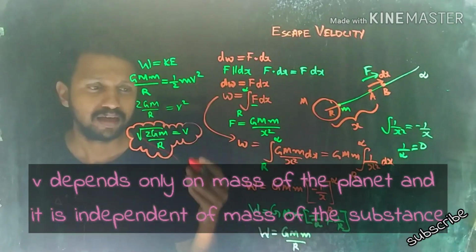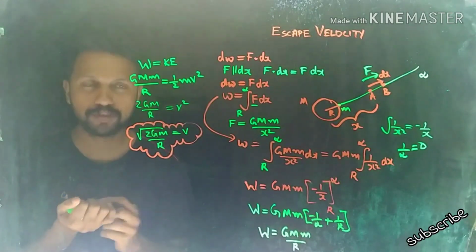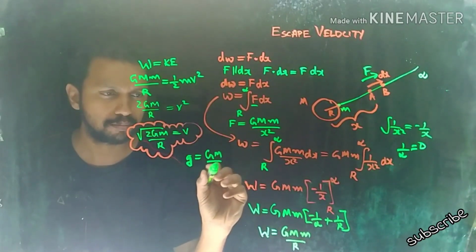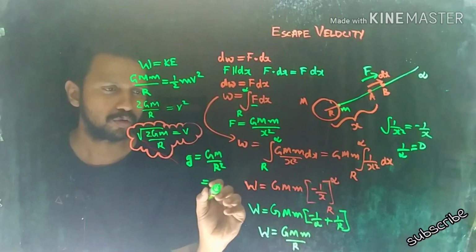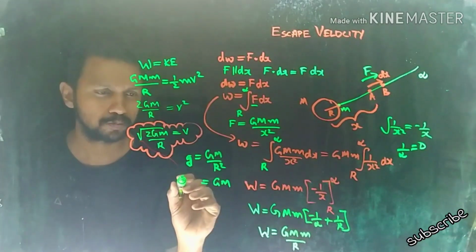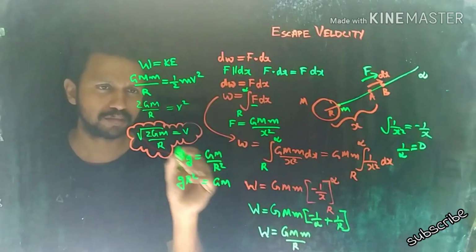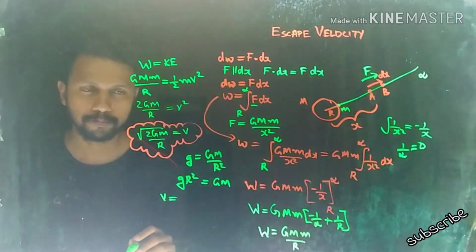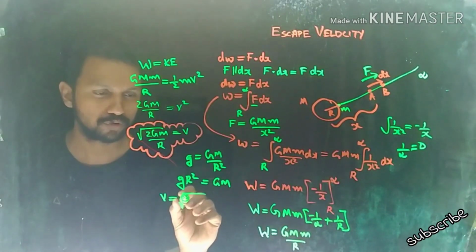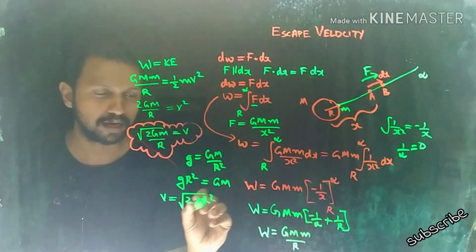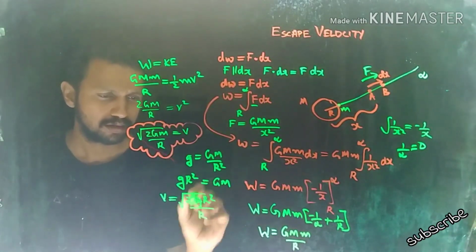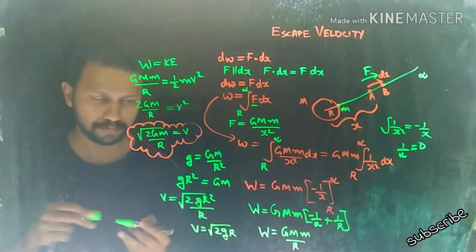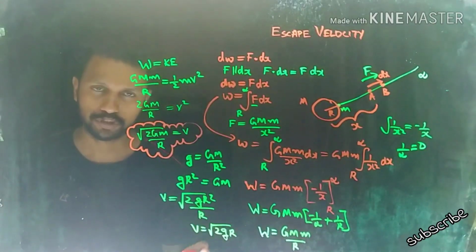Clear? Then, as we all know, we have an expression for acceleration due to gravity. That is, we know small g is equal to GM by R square. Therefore, we could write GM is equal to small g R square. And if I substitute gR square instead of GM, we will get another expression for escape velocity. That will be v is equal to root of 2 small g capital R square divided by R. That means v is equal to root of 2gR. This is another expression for escape velocity.